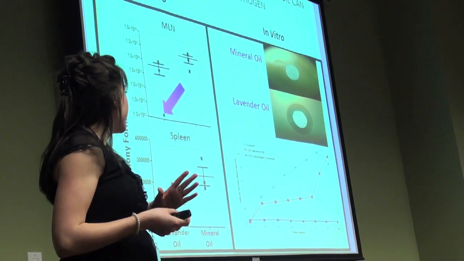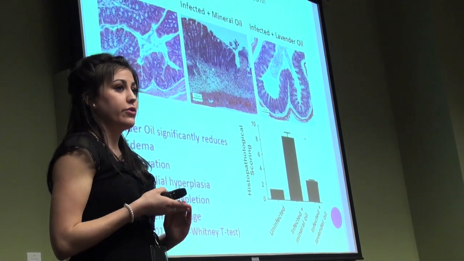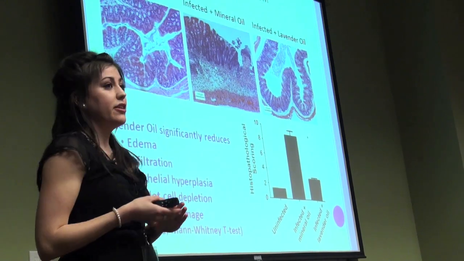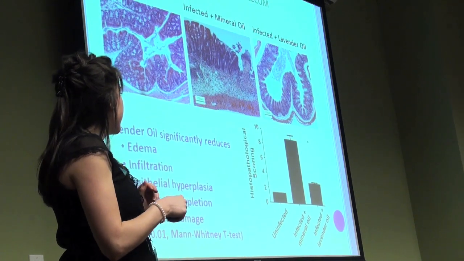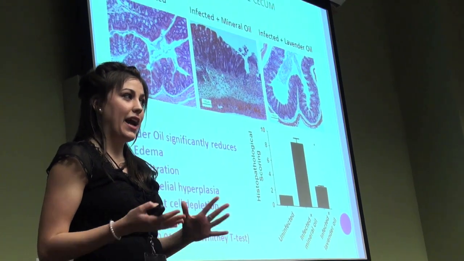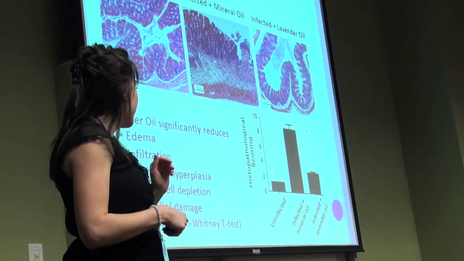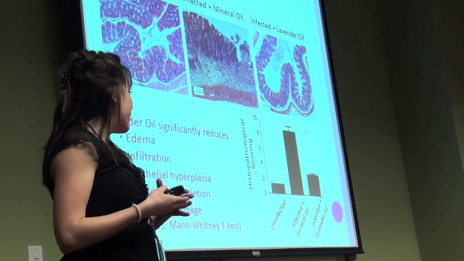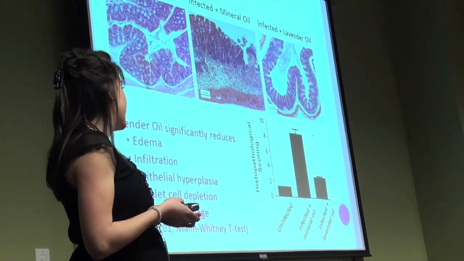We look for goblet or mucus secreting cell depletion. Mucus is very protective, so those are important. And we look at epithelial damage. So we want to see a nice, smooth epithelial border, which you can see is completely destroyed here. We assign a number to each one of these scores and add it up to get a final score. You can see our average final scores over here. You can see that the lavender-treated mice are showing a drastic decrease in damage to the intestinal tissue.